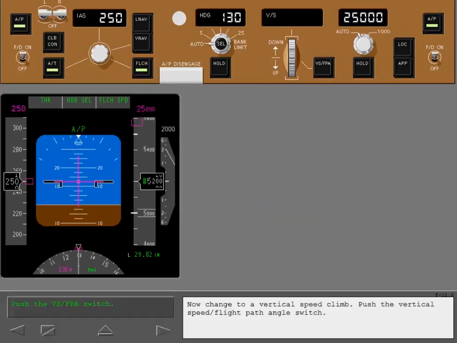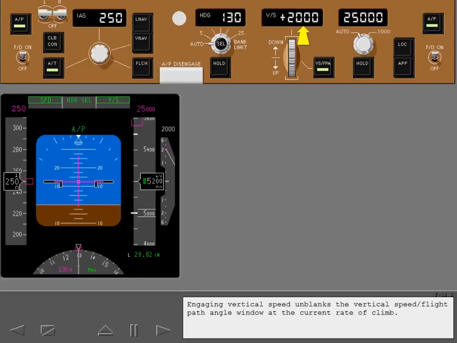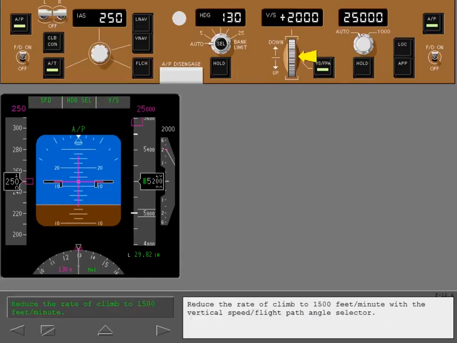Now change to a vertical speed climb. Engaging vertical speed unblanks the vertical speed flight path angle window at the current rate of climb. Pitch changes from controlling airspeed to controlling vertical speed. The autothrottle takes over airspeed control. Reduce the rate of climb to 1,500 feet per minute.